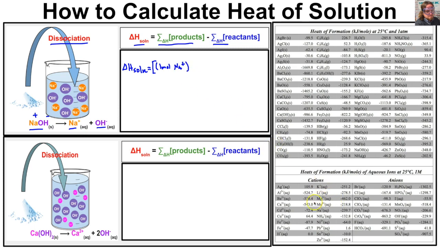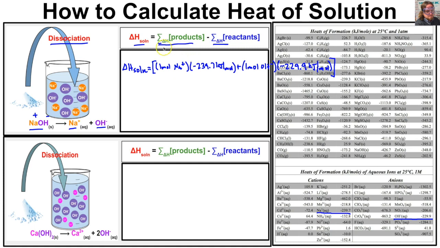How much heat is associated with the formation of sodium ions in solution? If we take a look at our table right here, this is telling us negative 239.7 kilojoules per mole. And because we're asked to take the sum, we now need to figure out what it is for hydroxide. There's an imaginary 1 here, so we're going to put 1 mole of OH-, and we're going to multiply this by, you guessed it, the heat of formation of our hydroxide ions in solution, which is negative 229.9 kilojoules per mole.